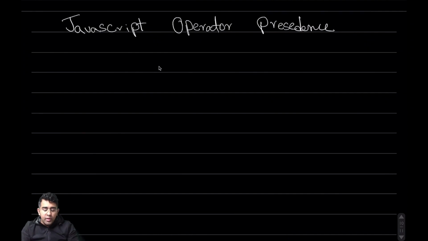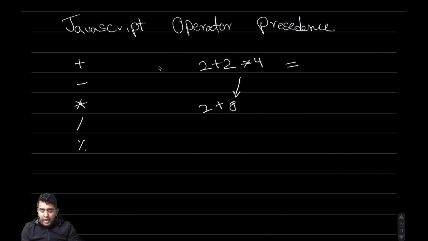Welcome back. Let's talk about JavaScript operator precedence. So you have seen the plus, minus, multiply, divide, and mod operators. These are some of the arithmetic operators that we have in JavaScript. Now what if I write 2 plus 2 multiply by 4? What do you think it's going to do? It's basically going to multiply 4 by 2, which becomes 8, and then it's going to add 2 to 8, and the answer will be 10.